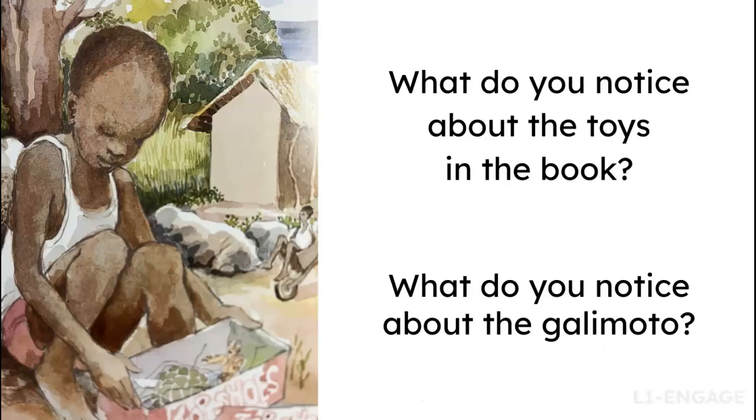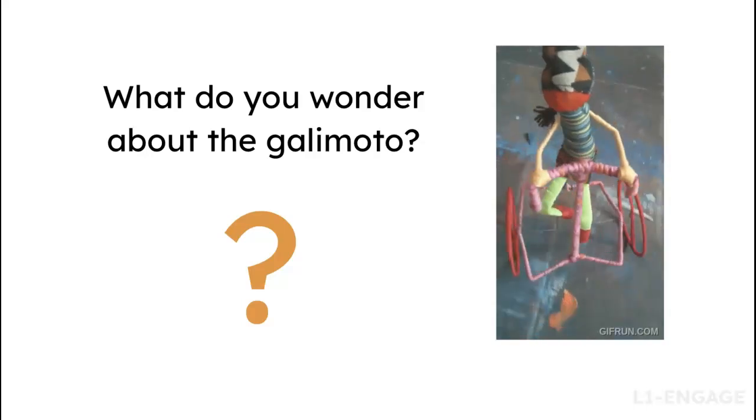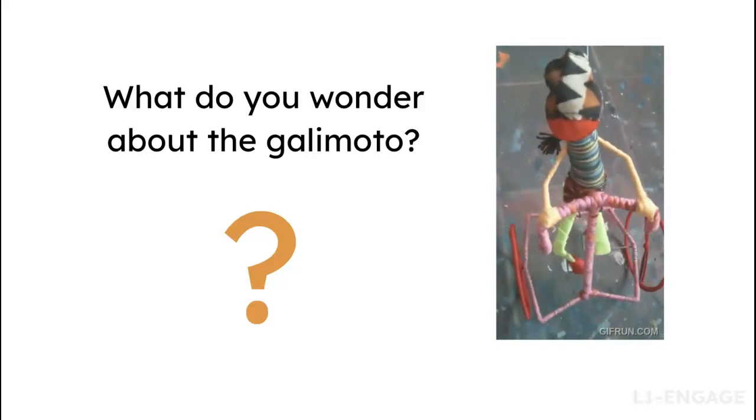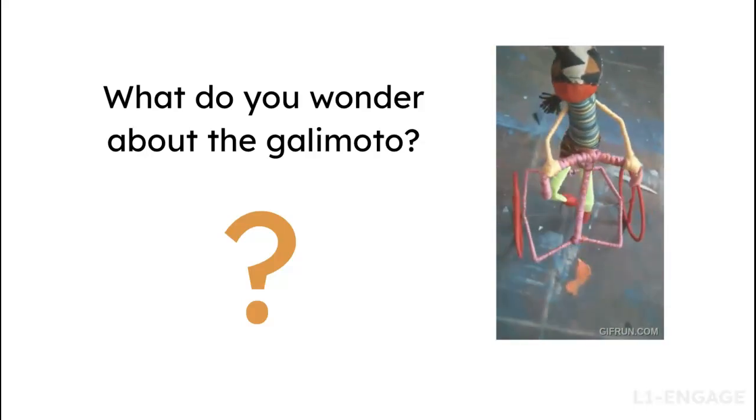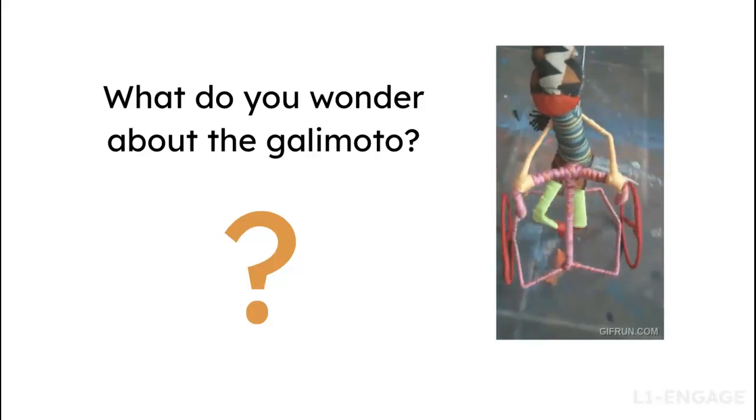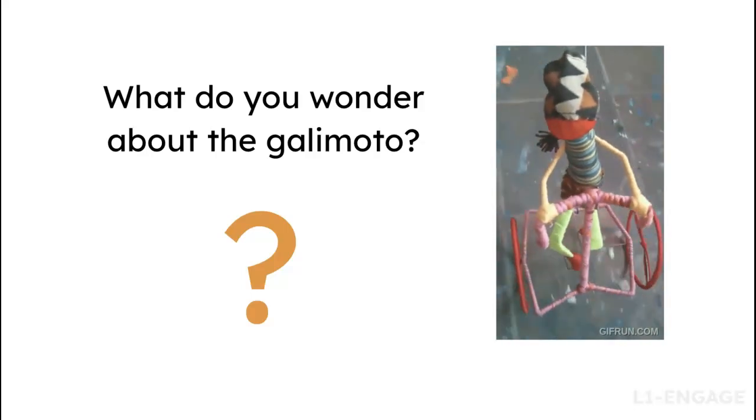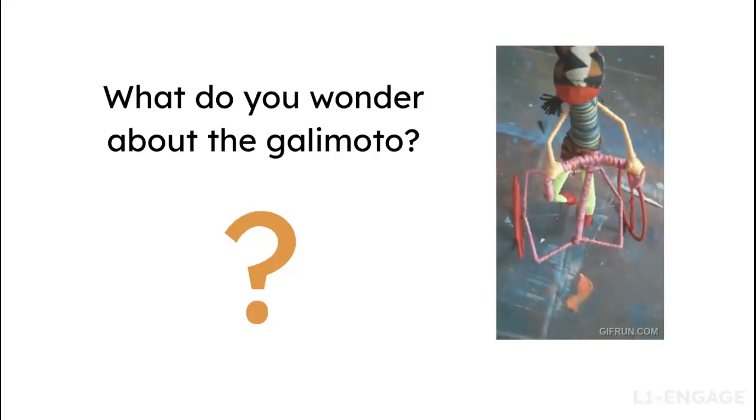You'll also ask what students notice about the toys in the book and what they notice about the Galimoto. As students are sharing their observations and questions, you'll provide them with the sentence stem, "Now I'm wondering about," to model how we can use observations to develop questions.